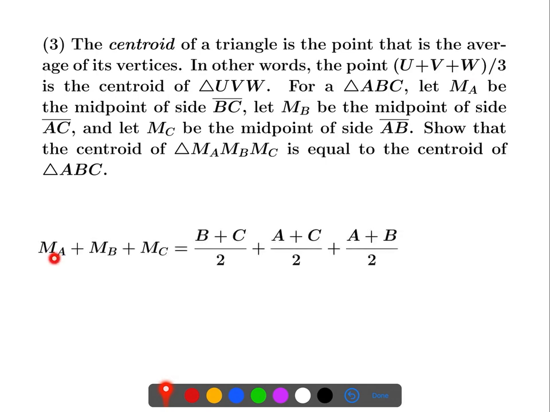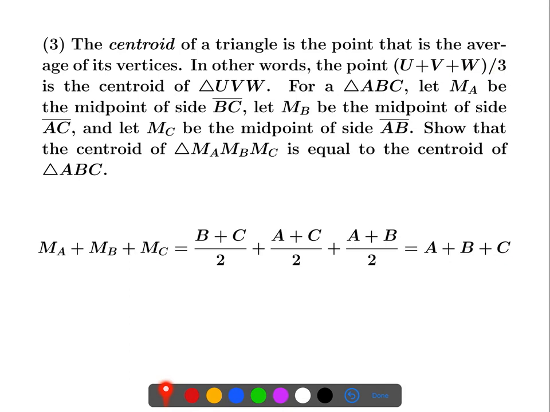So M sub A was the midpoint of BC, so it's B plus C over 2. M sub B was the midpoint of AC, so it's A plus C over 2. M sub C was the midpoint of AB, so it's A plus B over 2. And you can see we have 1/2 A here, another 1/2 A, so that's 1A. We have a half B and another half B, so that's 1B. And we have a half C and another half C, so we have a C. So that's just A plus B plus C. So the sum of the midpoints is the same as the sum of A, B, and C.